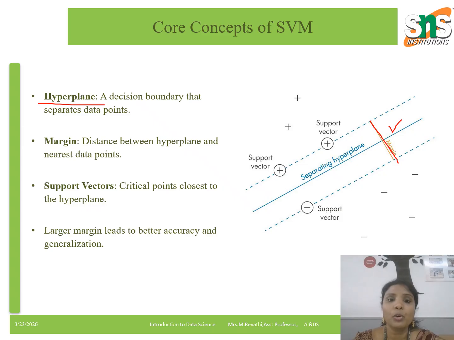These are the closest points to the hyperplane and they are very important. Here is one support vector, here is another support vector. The separation between them is known as the margin, and the next one is the separating hyperplane. A large margin means better accuracy and better model performance.